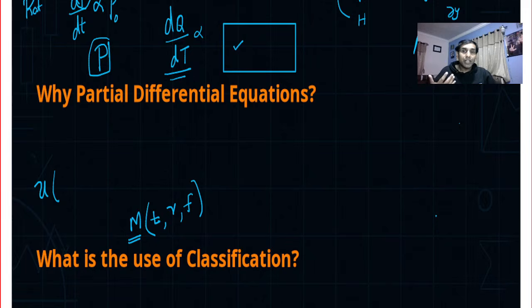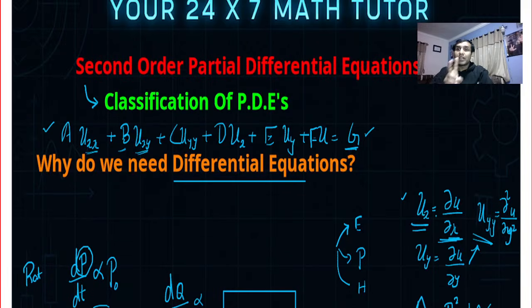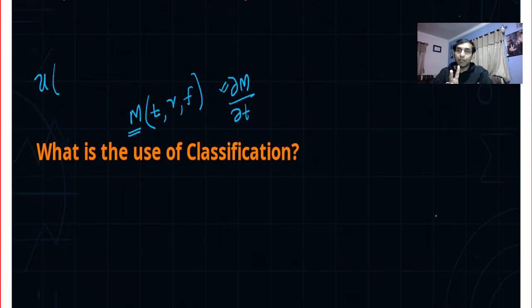Now, if I am talking about how the mark changes only with respect to time, that will be a partial derivative. So when I model this, I will end up with a partial differential equation. Anyway, we are talking about a second order partial differential equation.